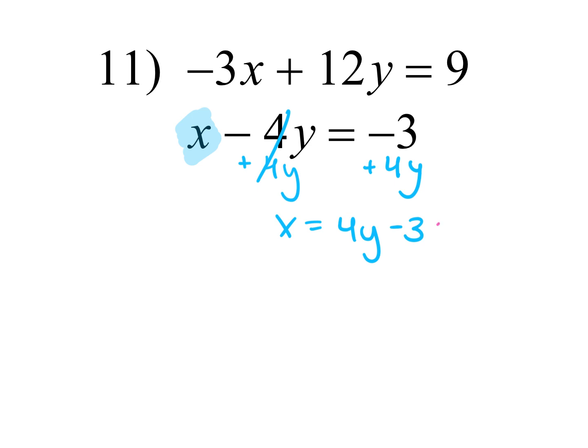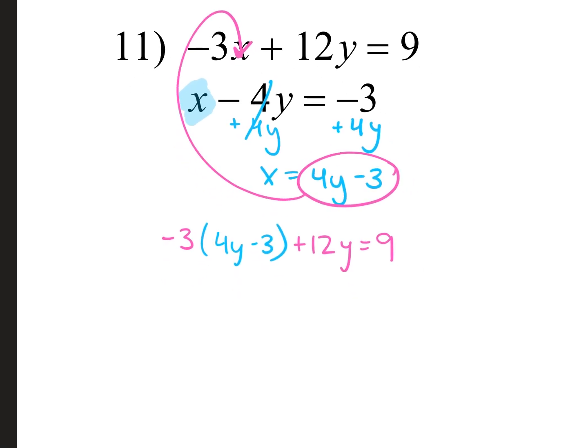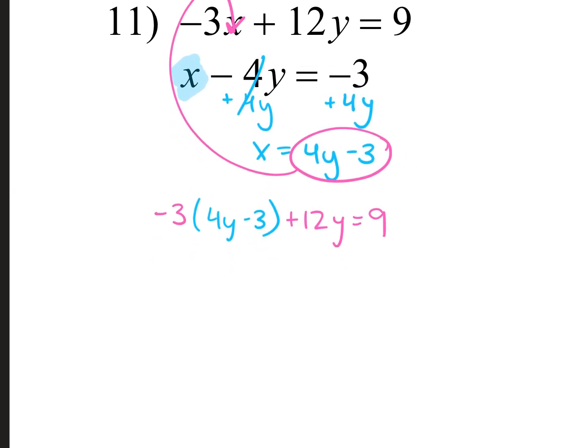Once we get x all by itself, we're going to take what it's equal to and plug it in. We're plugging it into the x since it's x equals. So negative 3 times 4y minus 3 plus 12y is equal to 9. What would we do next? Distribute. So negative 12y plus 9 plus 12y is equal to 9.